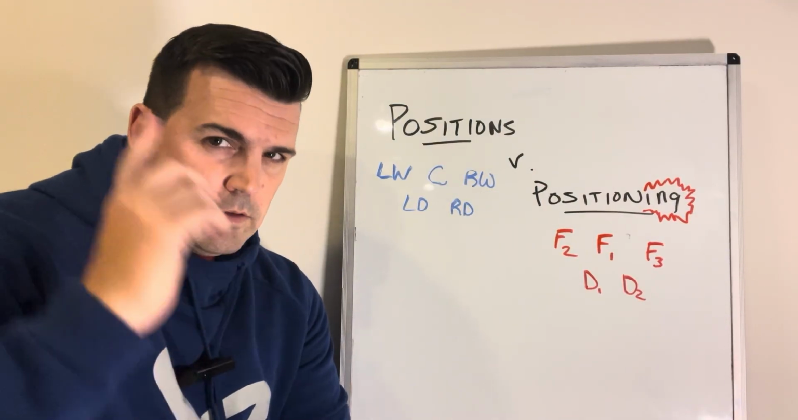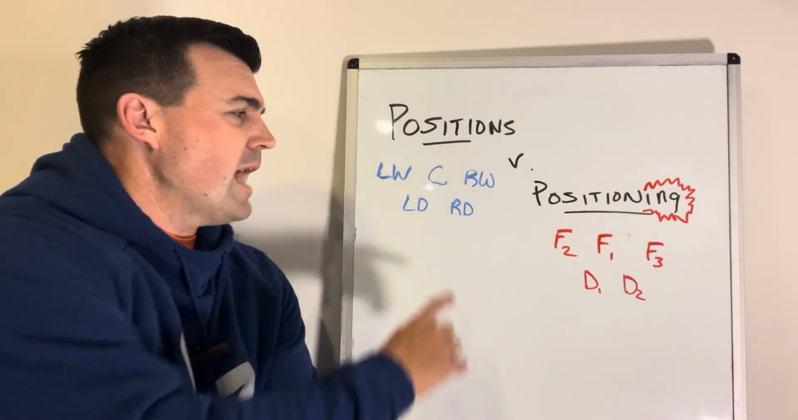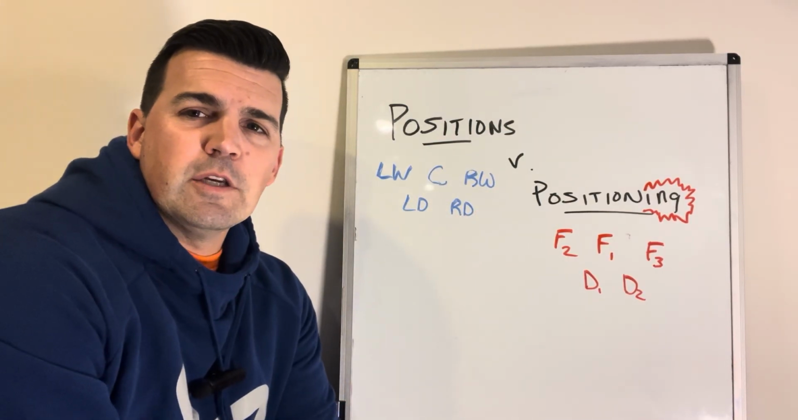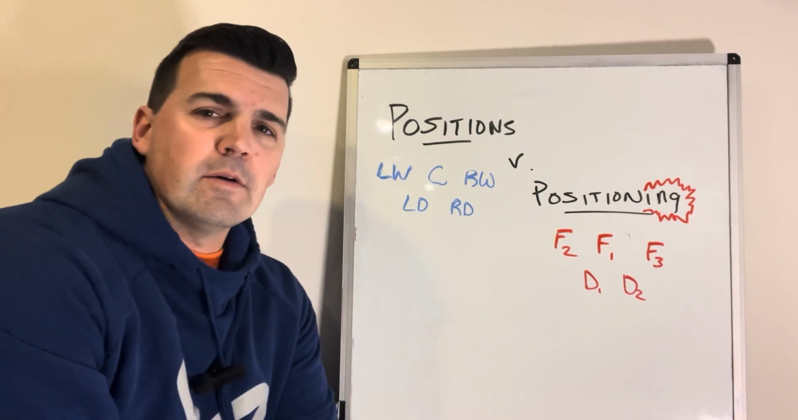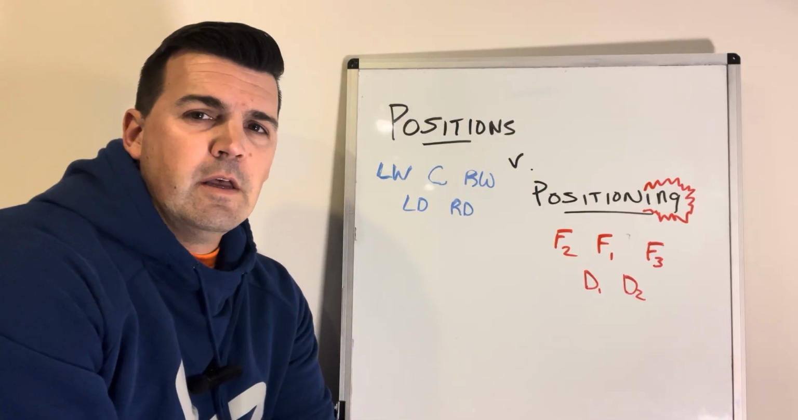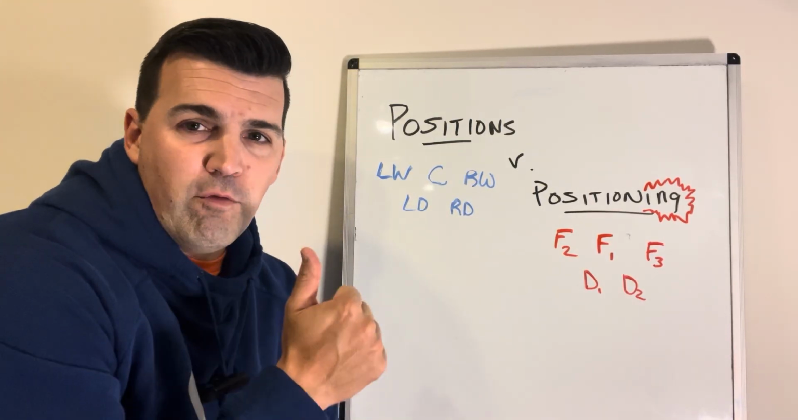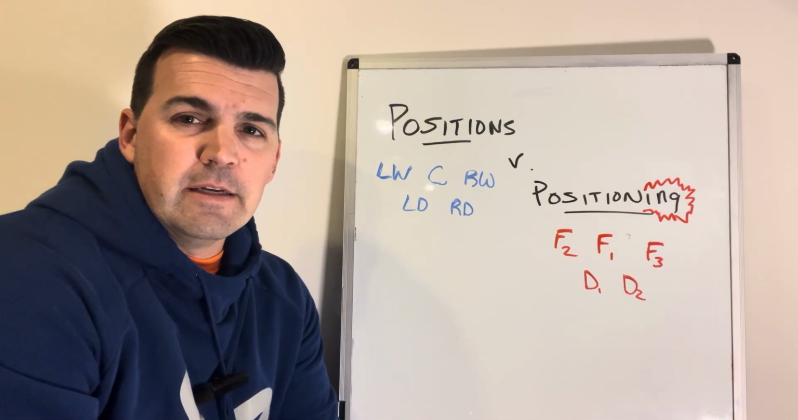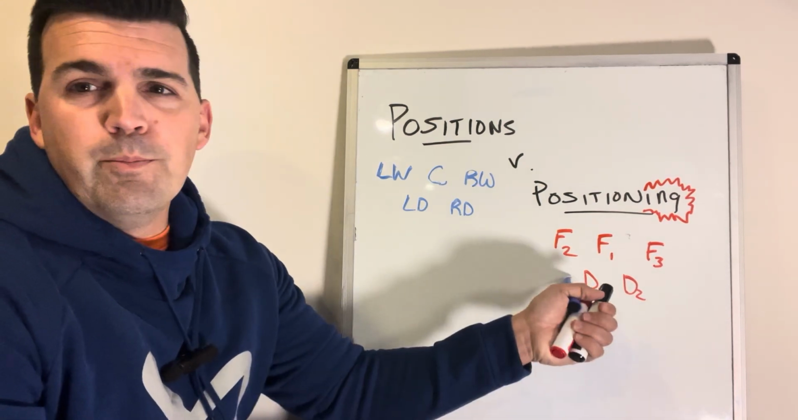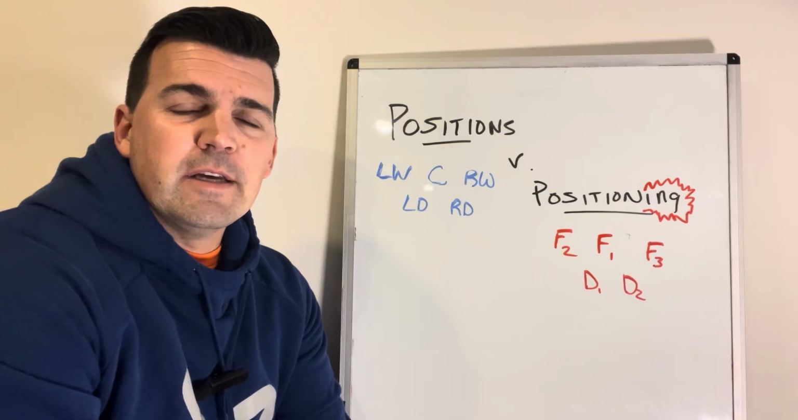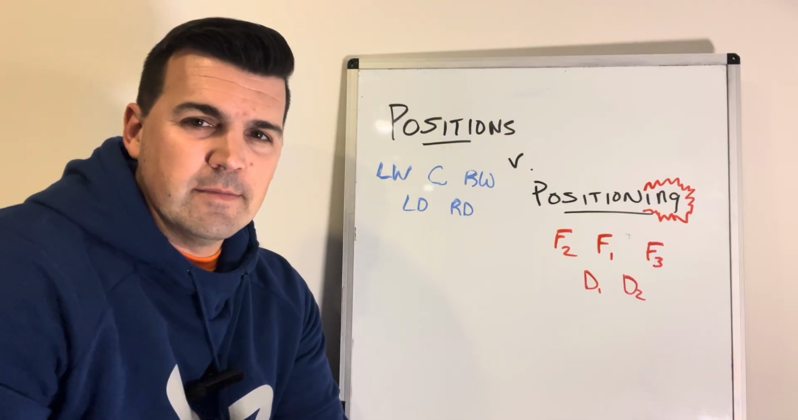So in closing, start to get in your mind that not only are you going to start in a position of left wing, center, right wing, or one of the two defensive positions, but you'll also, when you're on the ice, be filling various roles like F1, F2, F3, D1, and D2. Be prepared to talk a lot more about this throughout the season. Let's get it going.